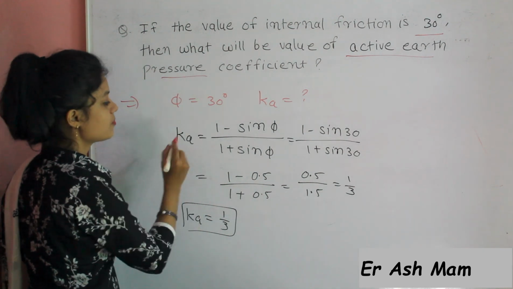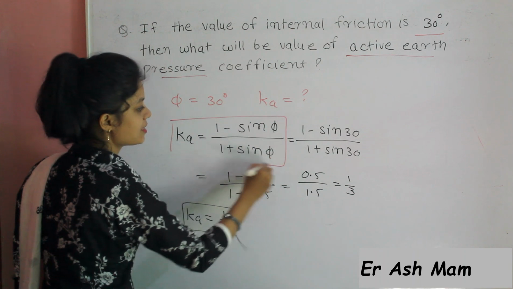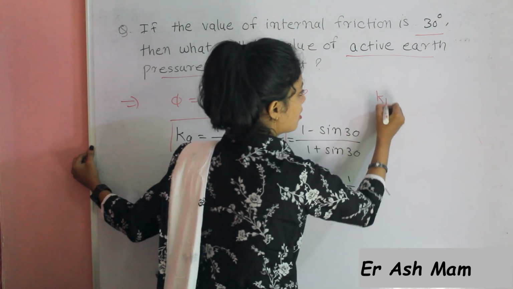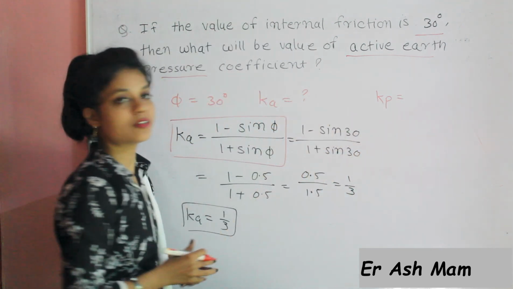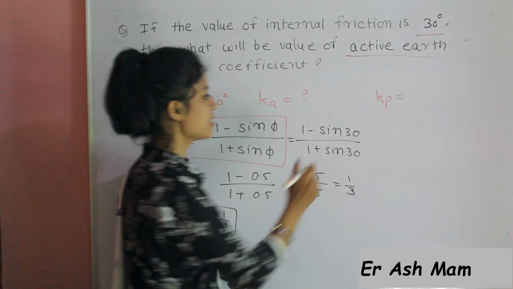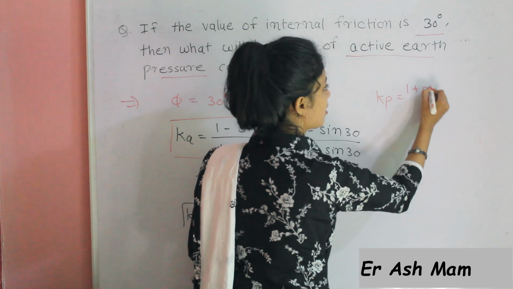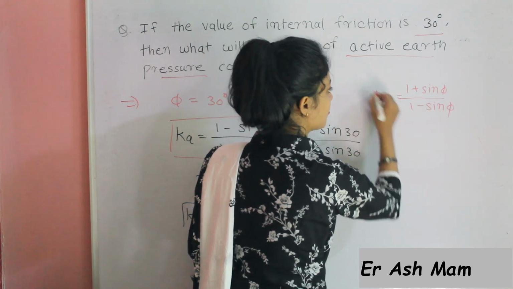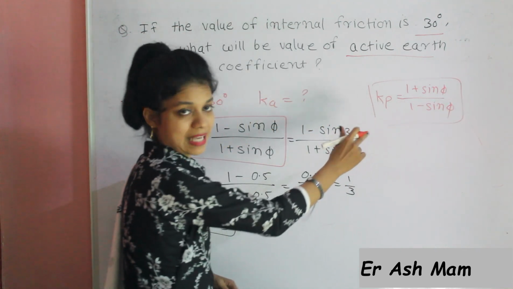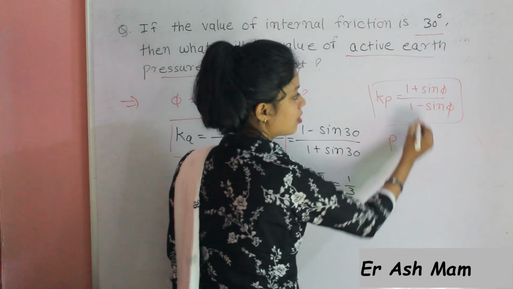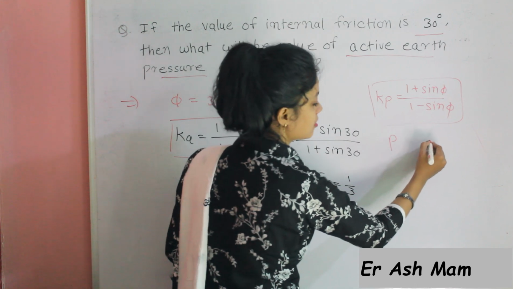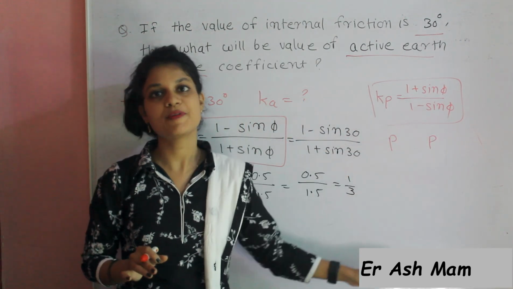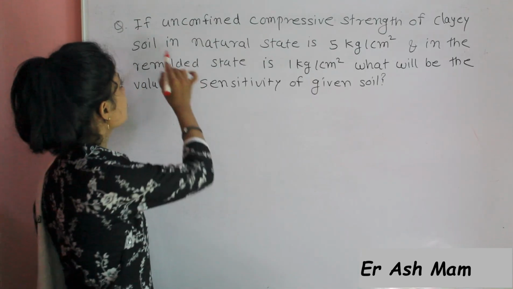Formula for active earth pressure coefficient Ka equal to 1 minus sin phi upon 1 plus sin phi. As that of Kp, the passive earth pressure coefficient formula is Kp equal to 1 plus sin phi upon 1 minus sin phi. Passive has a plus in the numerator, P plus P, passive P. So you can remember. Next question.